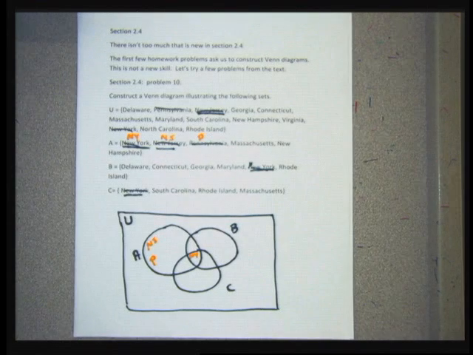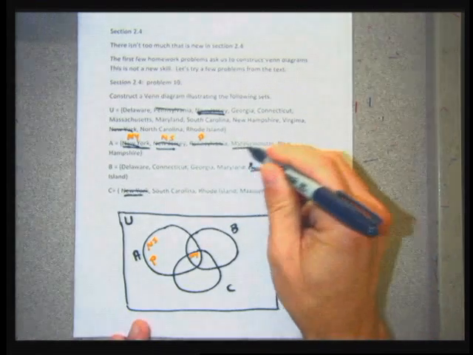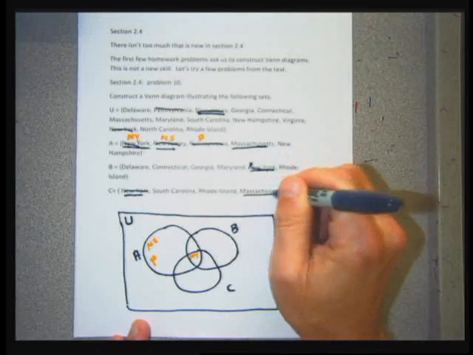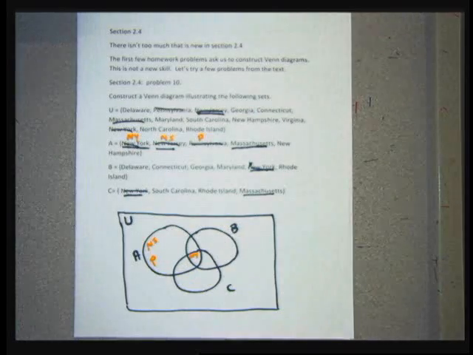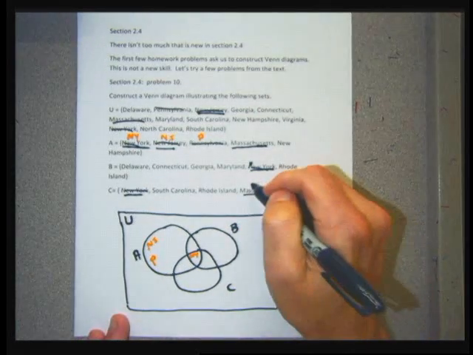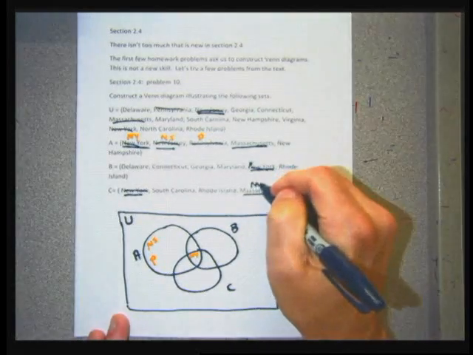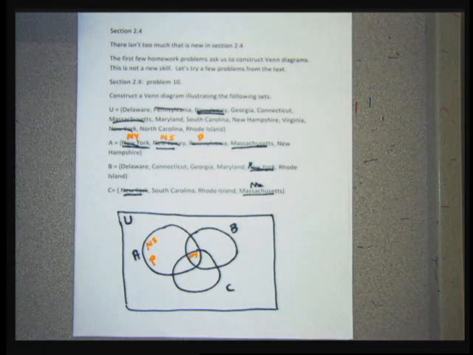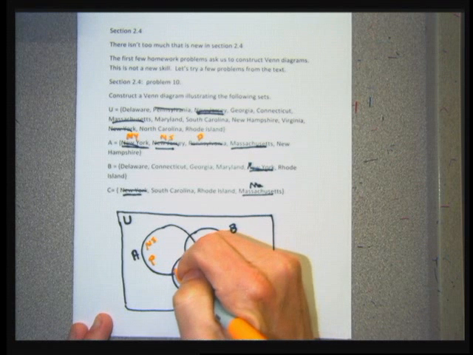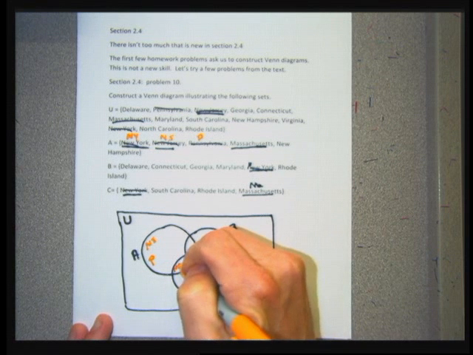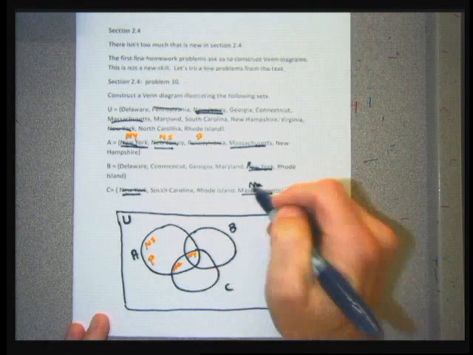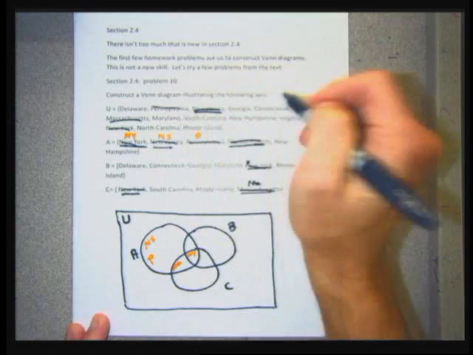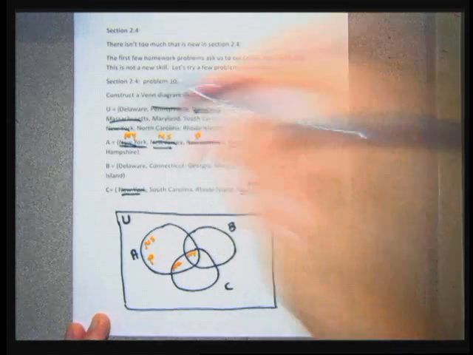The next state I'm placing is Massachusetts. I see Massachusetts in the A set, the C set, and every state is in the U set. I'm just going to write MA for Massachusetts. I think that's the correct abbreviation. It has to be in the area where the A and the C circle overlap, and that's this region right here. So I'm going to put an MA. Not that that's real readable, but that's Massachusetts right there. I'm going to cross it out.